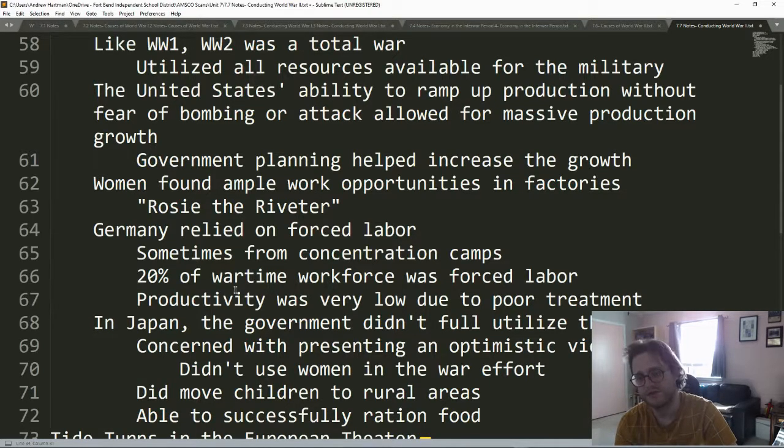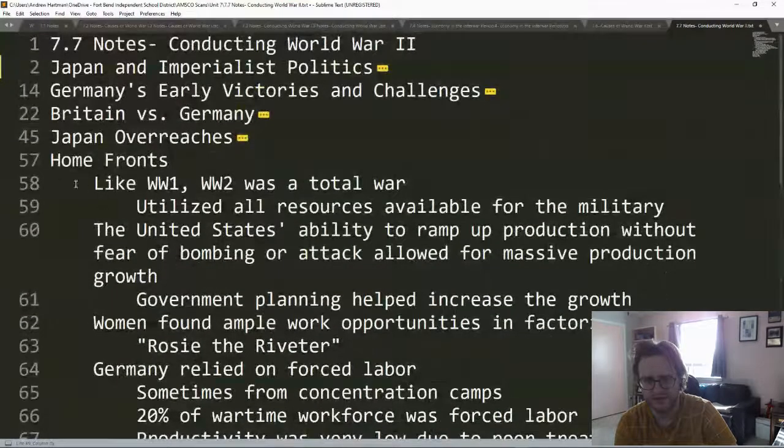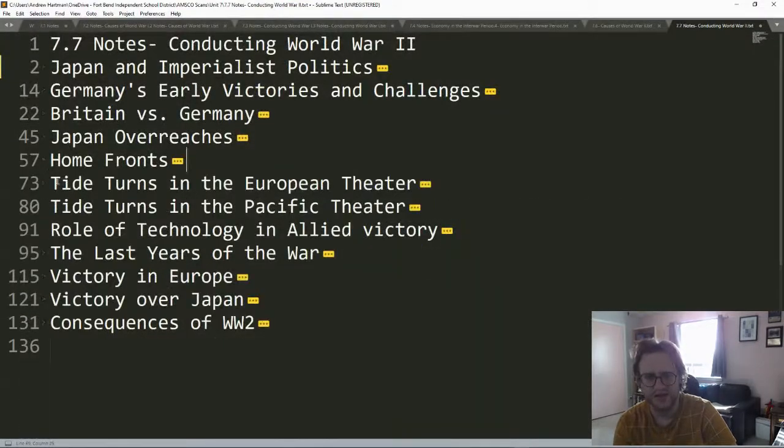They did move children to rural areas, which we see in Britain as well, quite successfully, possibly Germany, I really don't know. And they were able to ration food, mostly because their rice production is very strong, and rice's caloric density is so high.